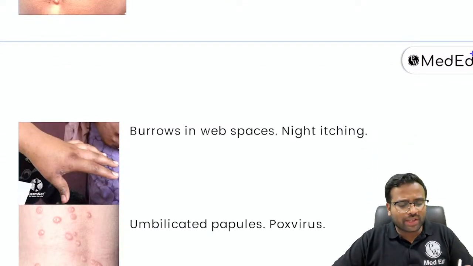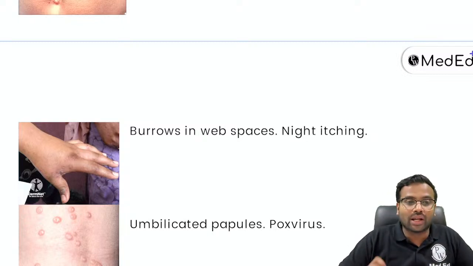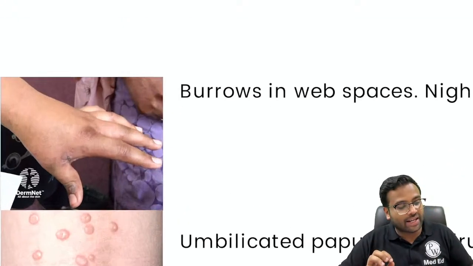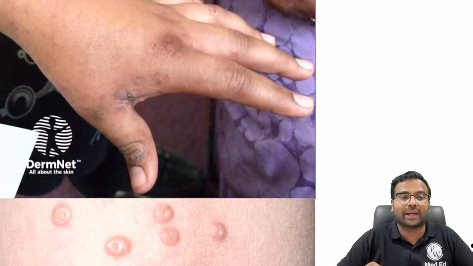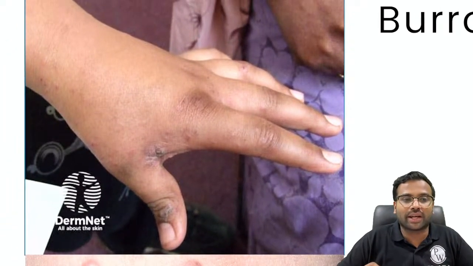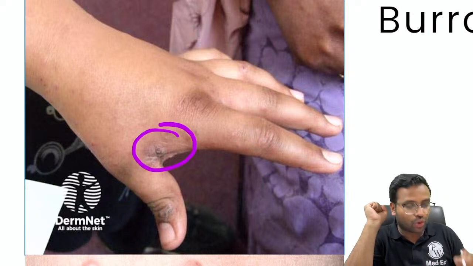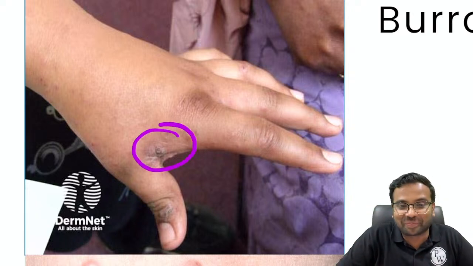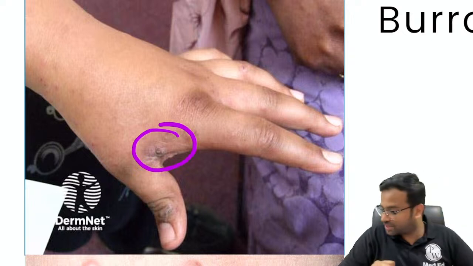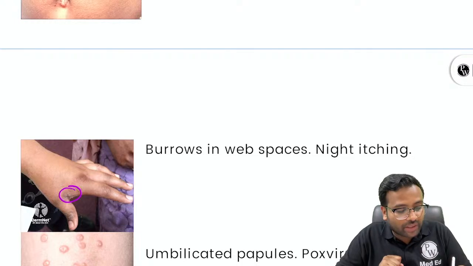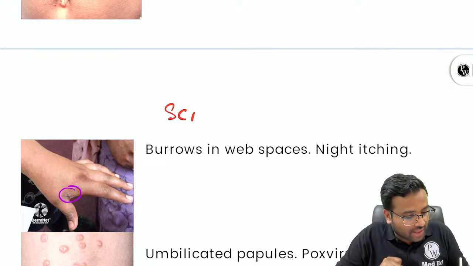Next one seems to be easy. Let's see how many of you are getting it right. Burrows in the web space and there is intense itching during the night time. And there is some image that is given of the hands. So the examiner seems to show you something like this. Scabies. Very good. Scabies. Excellent. So here, this one is called scabies.